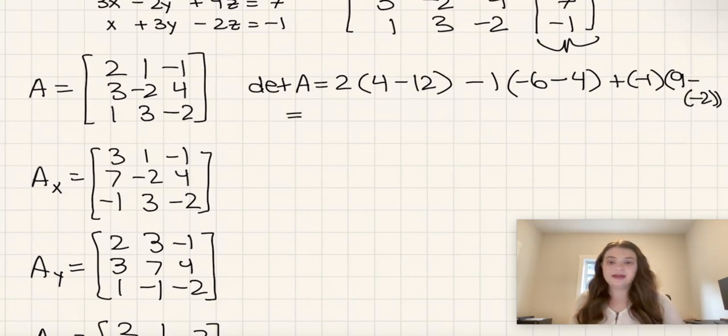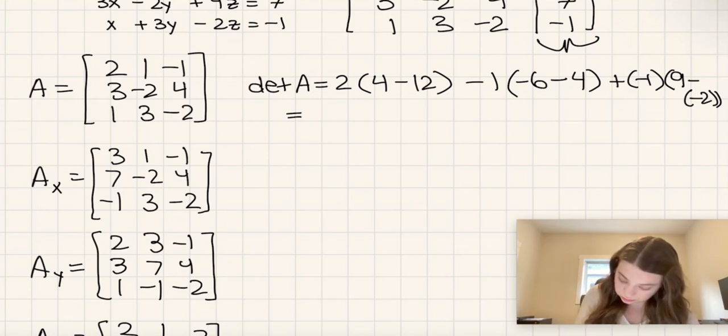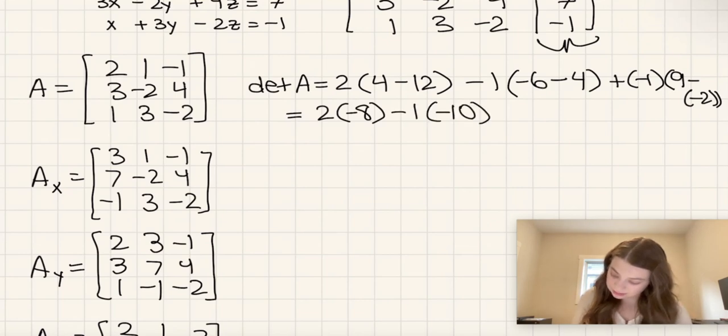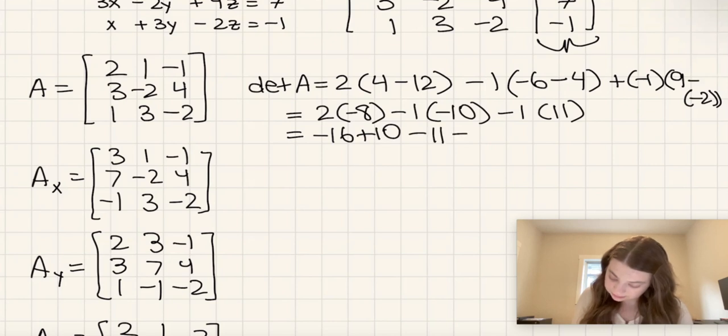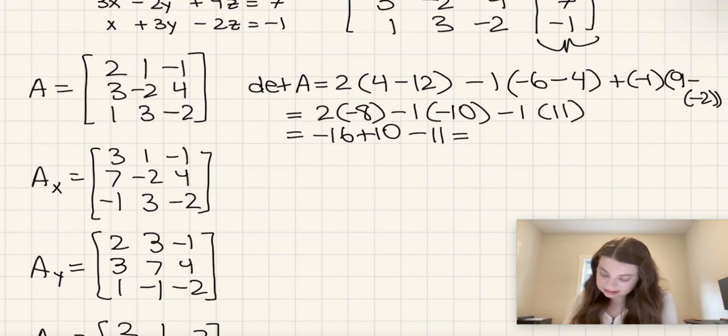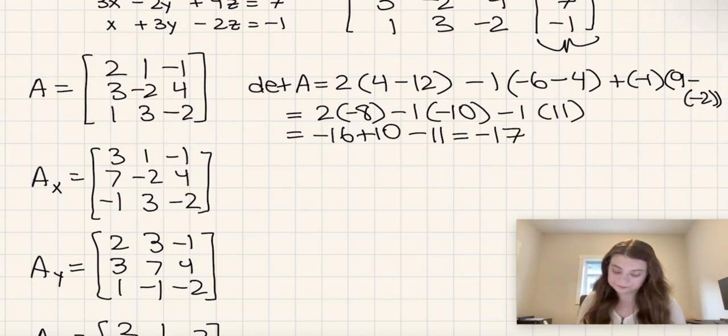So let's just simplify that then. That's going to be 2 times negative 8 minus 1 times negative 10 minus 1 times 11, which is going to be equal to negative 16 plus 10 minus 11, which is the same as negative 16 minus just one more, so negative 17.